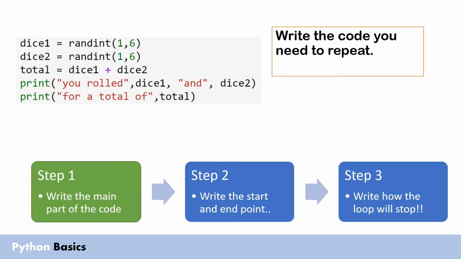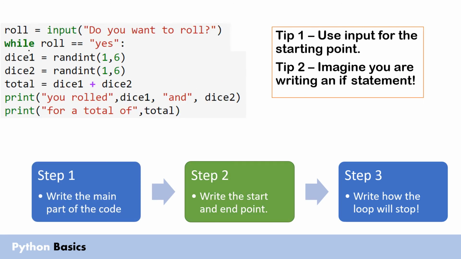So let's look at the 3 steps we need in order to create a condition control loop. The first one is exactly the same as the previous type of loop, where we simply write the main part of the code. So in this example, I've written the dice code to roll 2 dice, add them together, and to print out the answer on the screen.